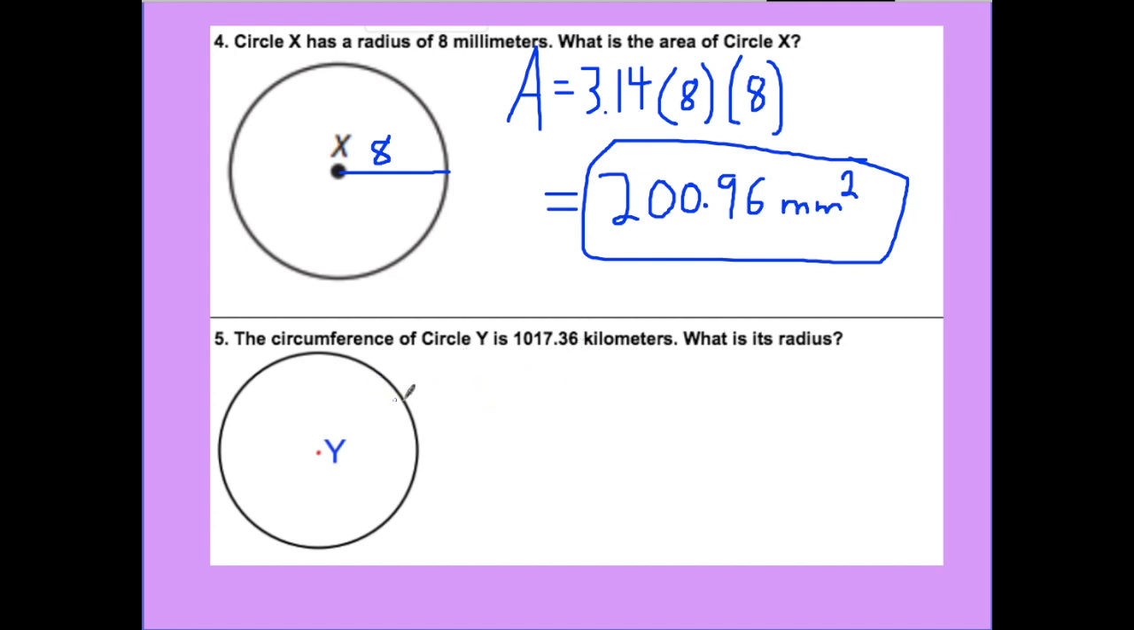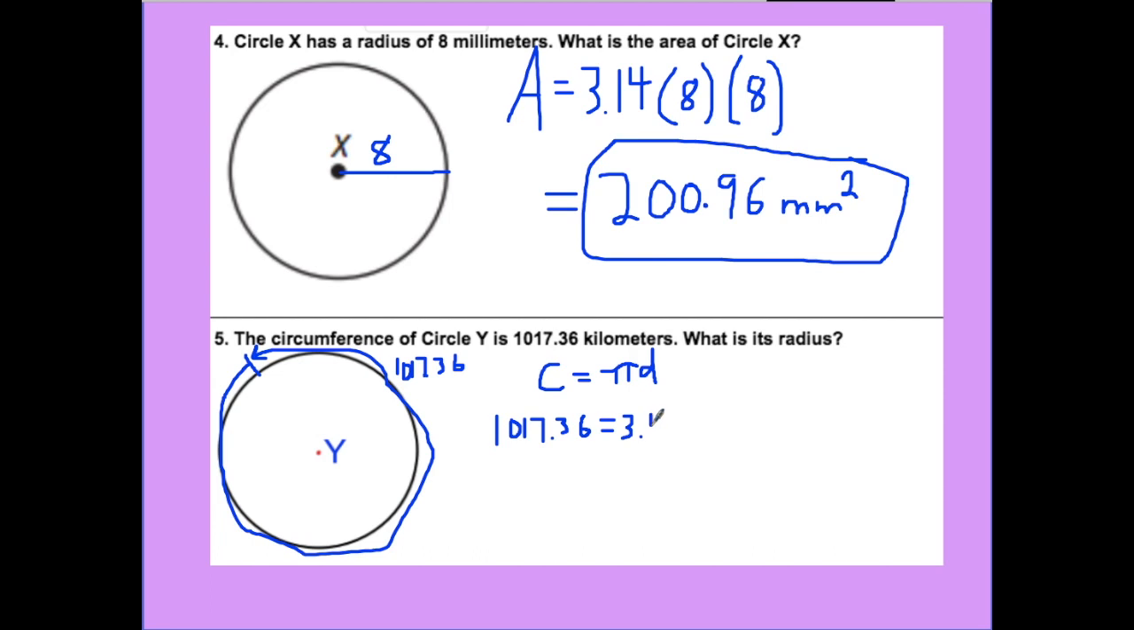All right, next one we have the circumference. Oh, they give us the circumference here. A little tricky. We got to work backwards now, guys. So here's the circumference, 1017 and 36 hundredths. What is its radius? So if I think of the circumference equation, right? Pi times diameter. I'm going to replace circumference with what I got, 1017.36 equals pi, so 3.14 times diameter. So we need to treat this like we would with any equation, right? Let's look for inverses. Divide by 3.14 because that's the coefficient of d.